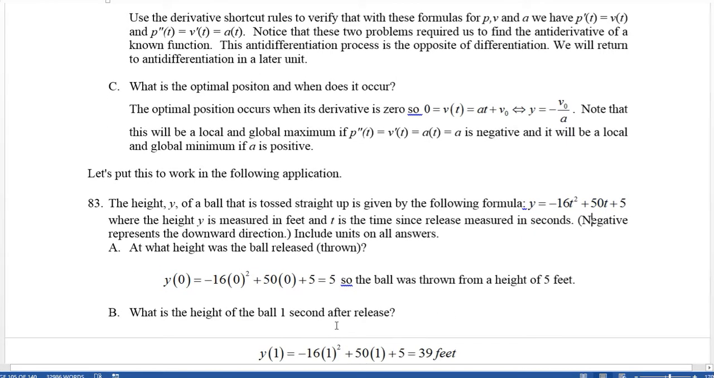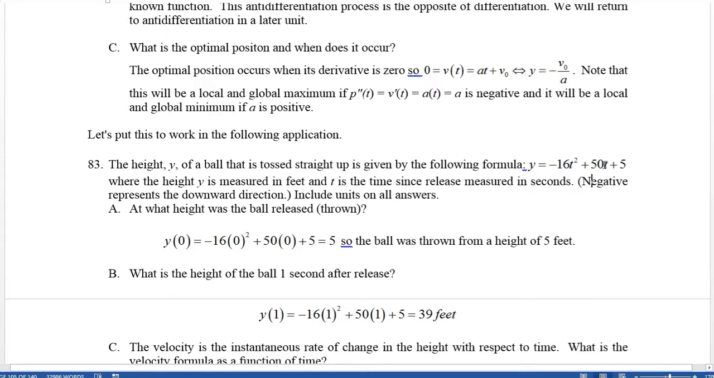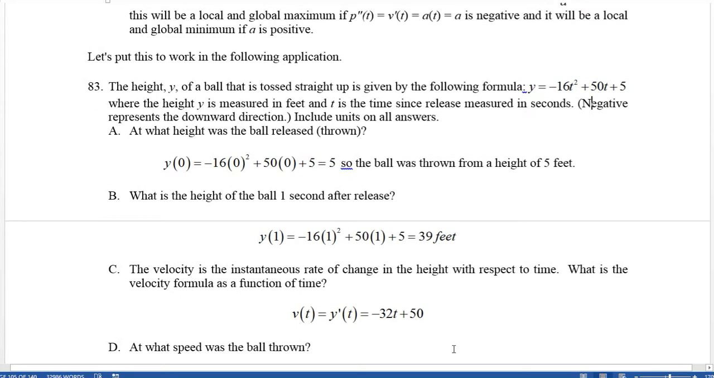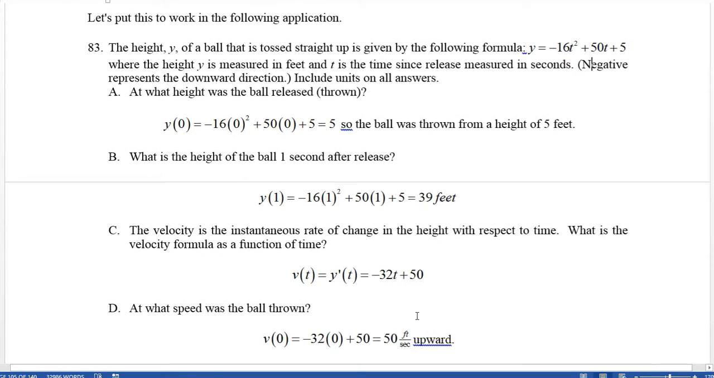What's the height of the ball 1 second after it's released? We plug in 1 for t, and you see that you get 39 feet. The velocity is the instantaneous rate of change in height. What's the velocity formula? It's the derivative of that, which would be negative 32t plus 50. At what speed was the ball thrown? Well, that's the initial speed. And notice it's 50, and since that's positive, that's upward. The units are feet per second.